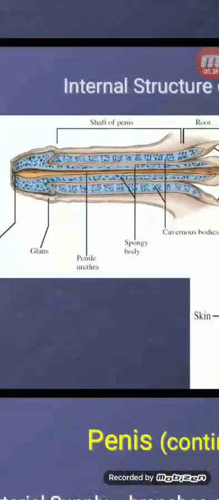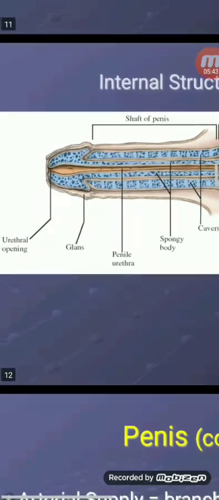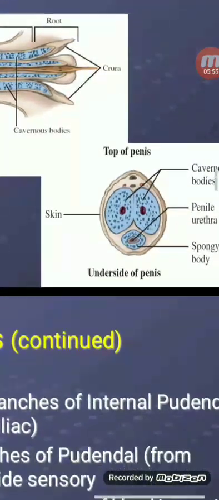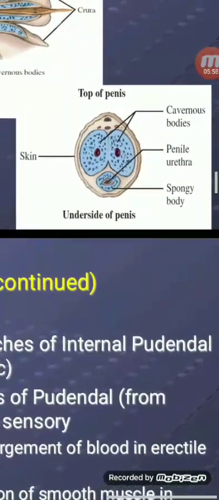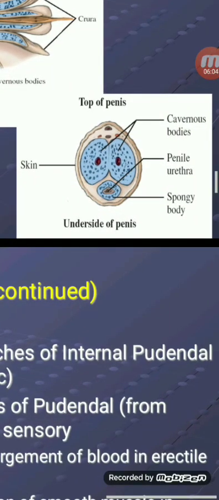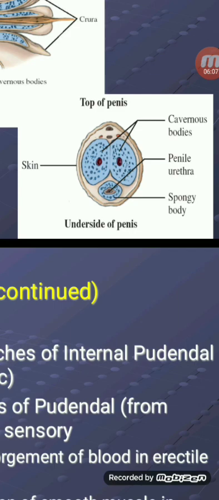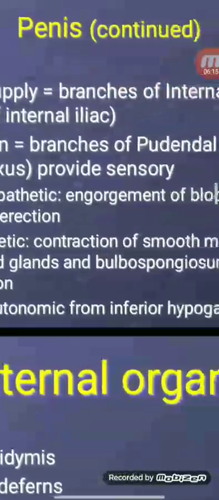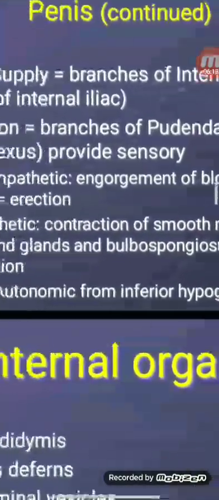Take a look at this section of the penis. You see the penile urethra, the glans penis, the urethral opening, the root of the penis, and the 2 crura, right crus and left crus. See the side of the penis, you see the spongy urethra, penile urethra, cavernous bodies too, and see the skin. The penis is supplied by branches of the internal pudendal artery.